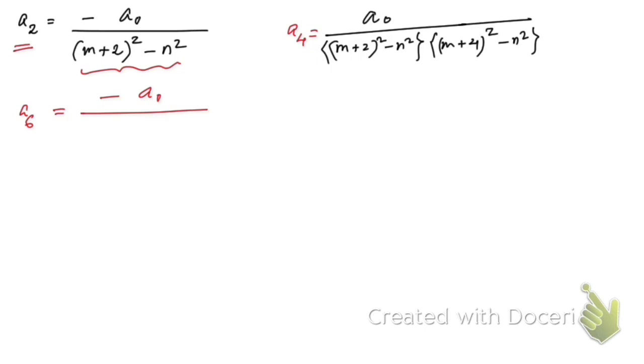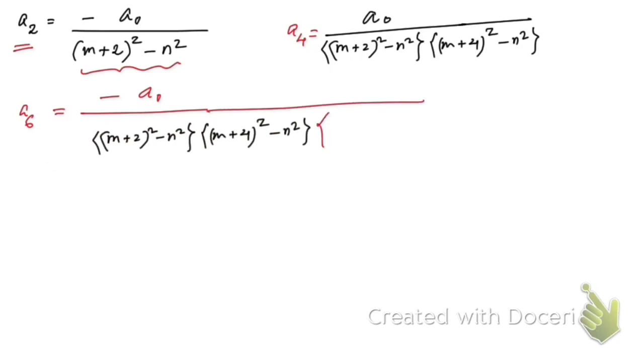Okay, if you observe the pattern, the denominator will be this into (m plus 6) whole to the power 2 minus n square. That's what we're going to have, right? Here you see the pattern. When we had a2, the denominator is (m plus 2) whole square minus n square. When we write a4, the denominator becomes (m plus 2) whole square minus n square into (m plus 4) whole square minus n square.